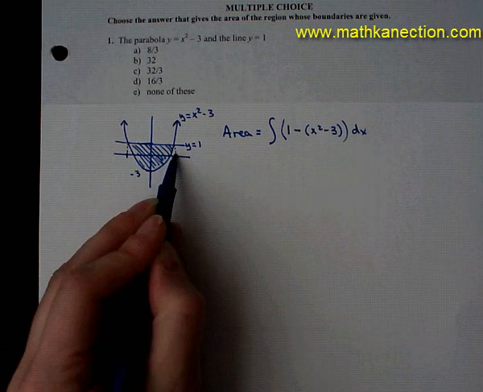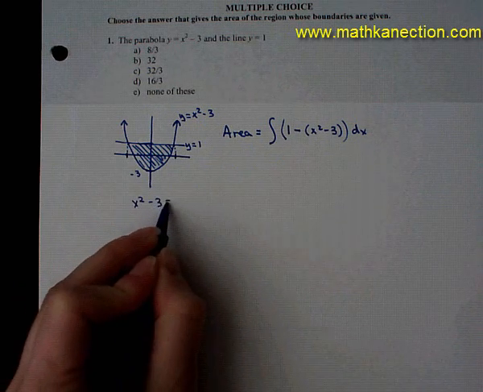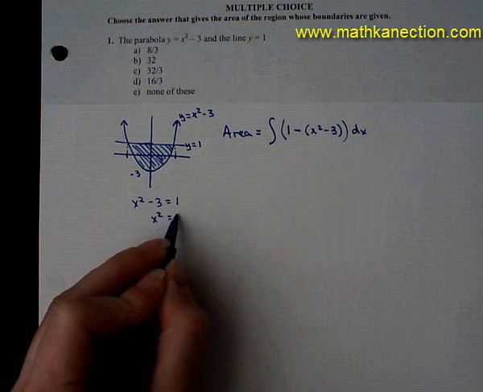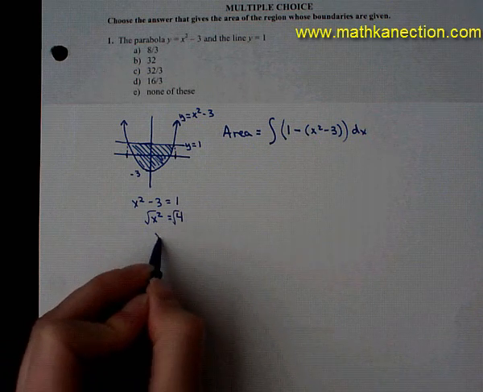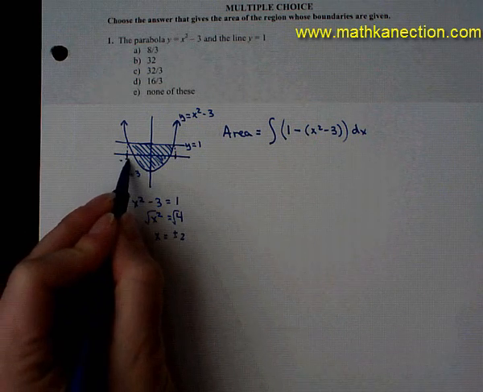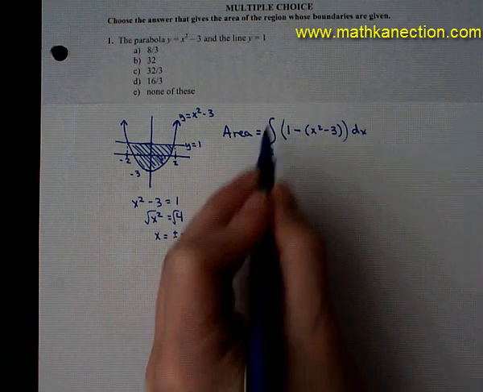We need to get our interval, so we'll set our two equations equal to each other to find out where they intersect. x squared minus 3 equals 1. Solving, we get x squared equals 4, and then x equals plus or minus 2. So our area will go from negative 2 to 2.